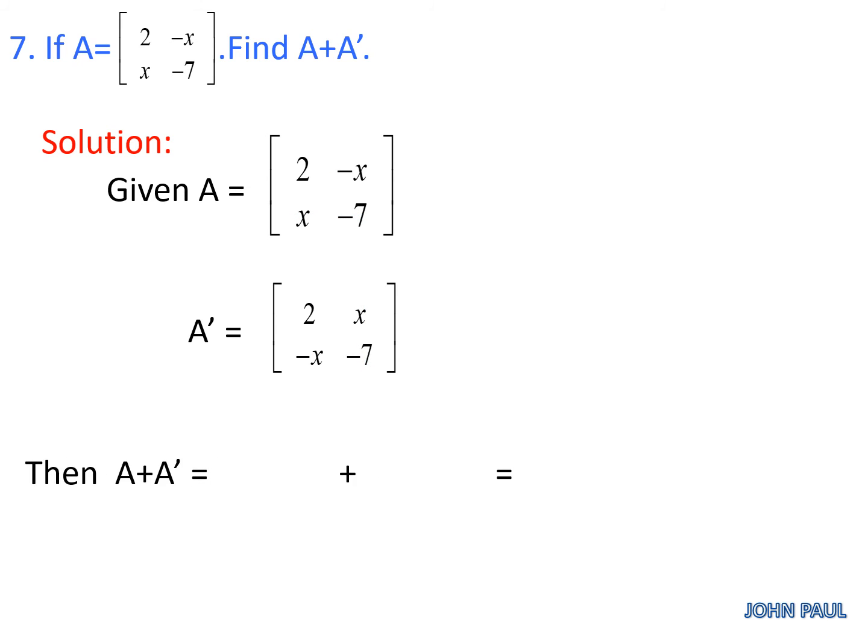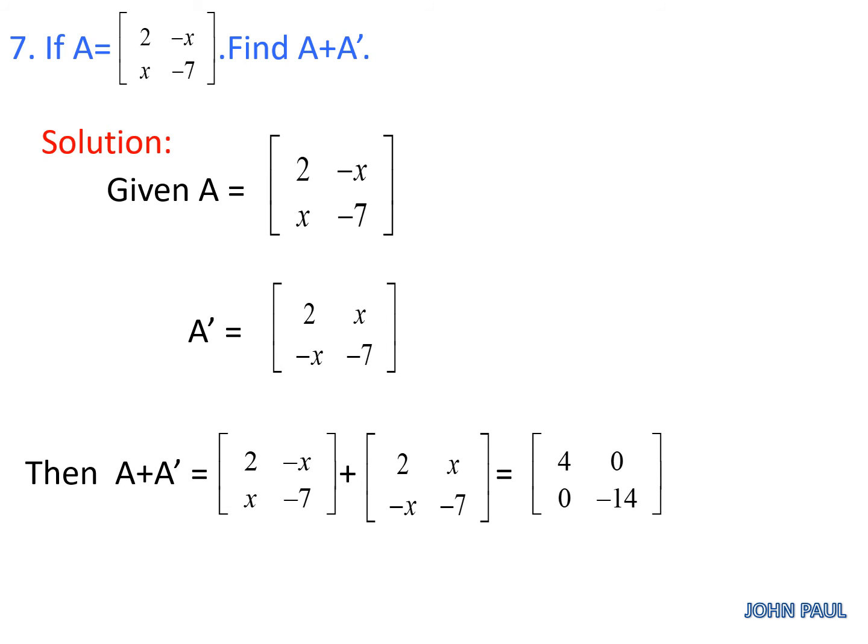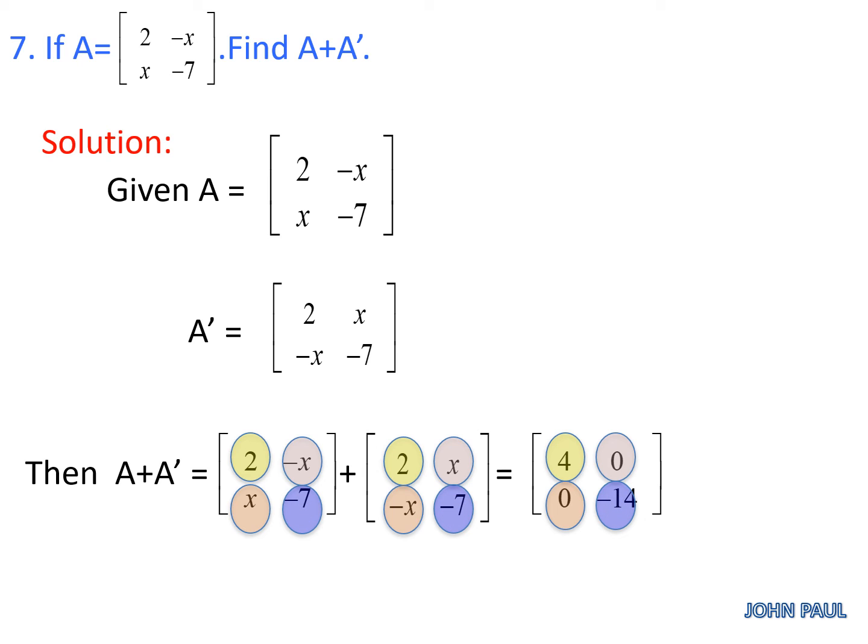Then A plus A transpose equal to, substitute the values of A and A transpose, add the terms. 2 plus 2, that is 4. Minus x plus x, 0. x minus x, 0. Minus 7 minus 7, minus 14.